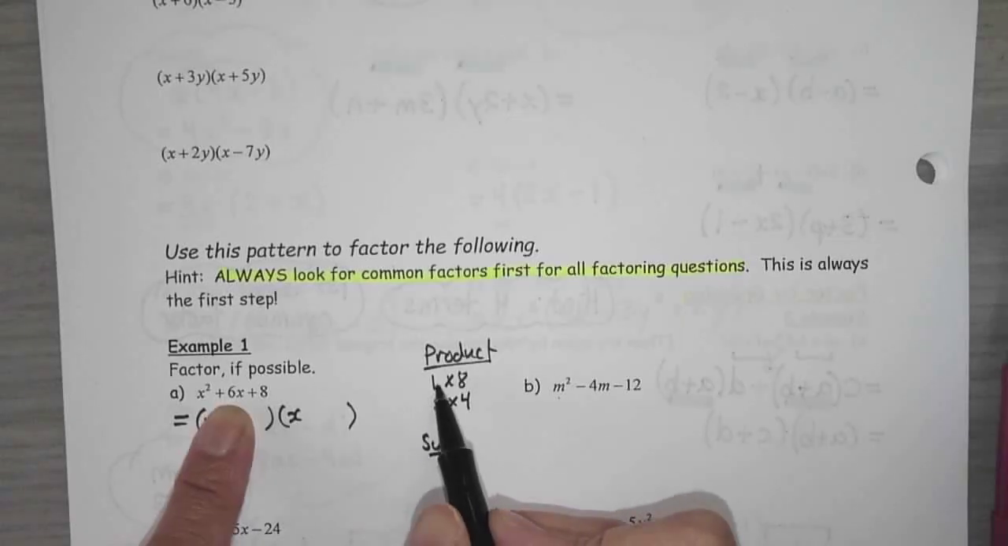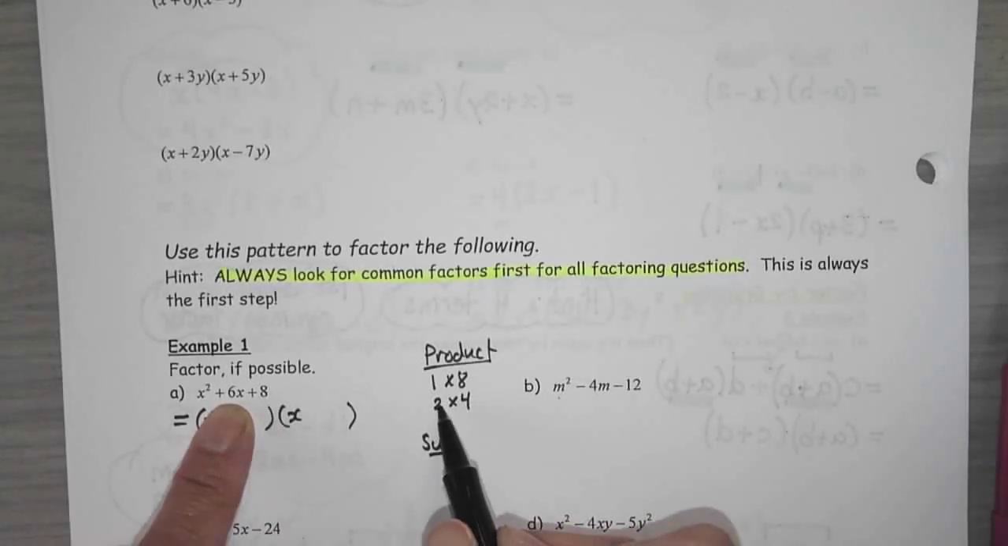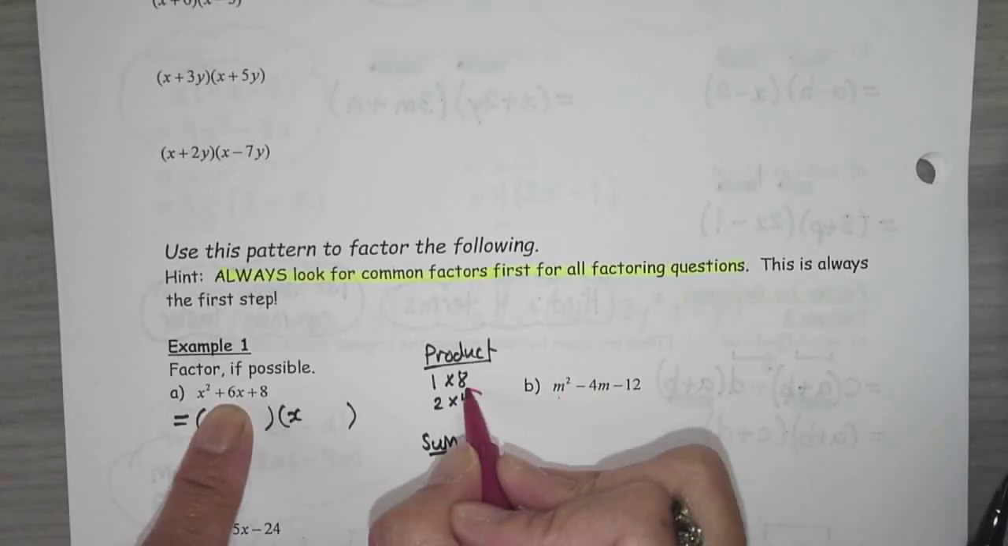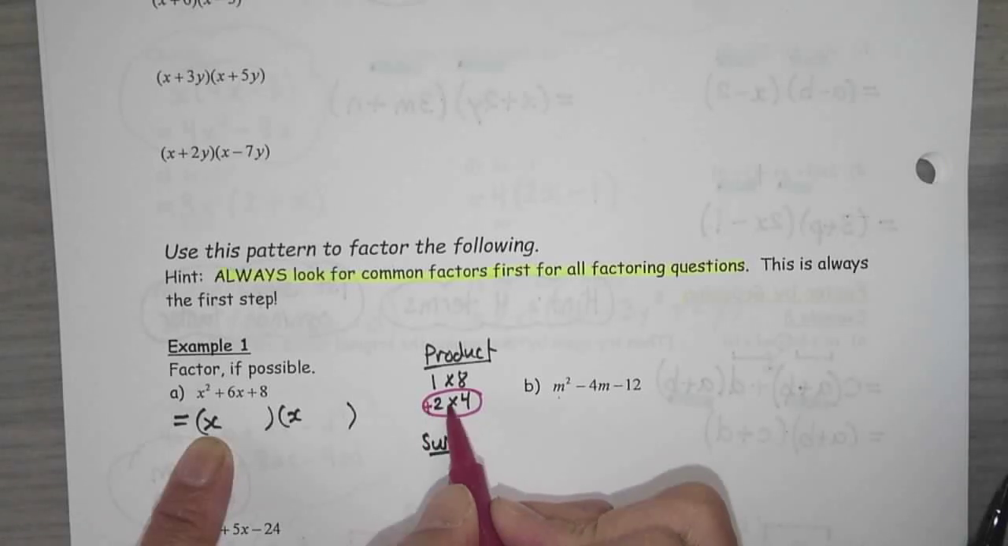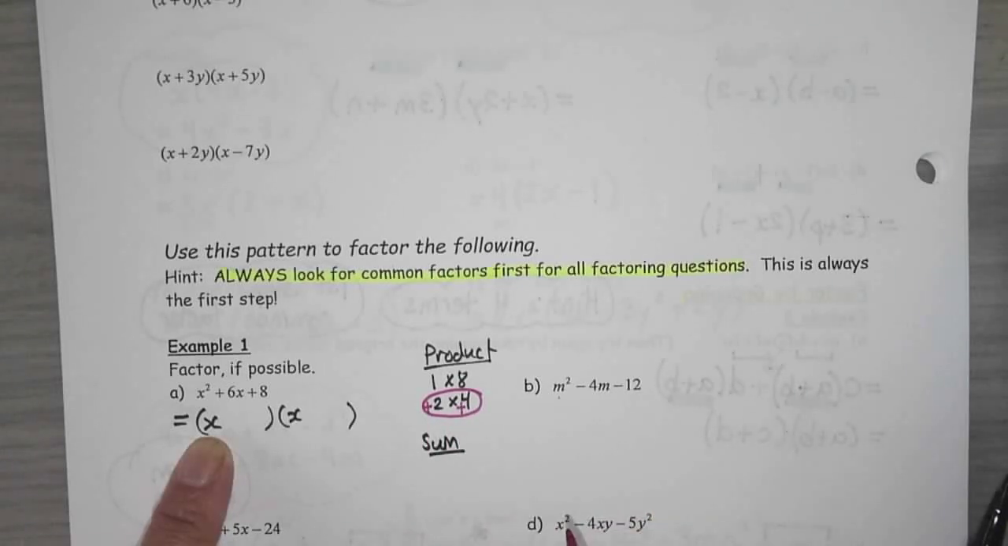So if I have a 1 times a 8, that gets me 8. I have a 2 times a 4, that gets me 8 as well. But these two are the only two that will add up to make a 6 if they are both positive. So it's a positive 2 and a positive 4.